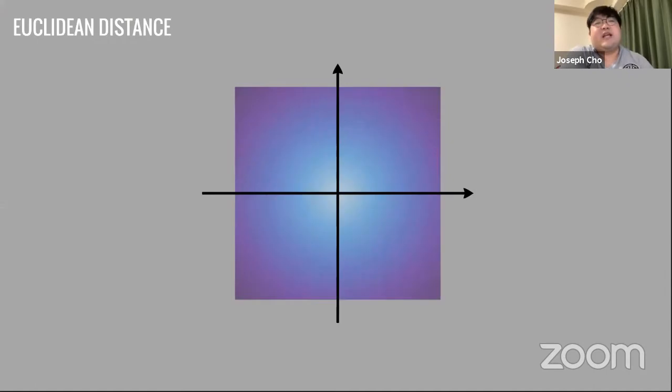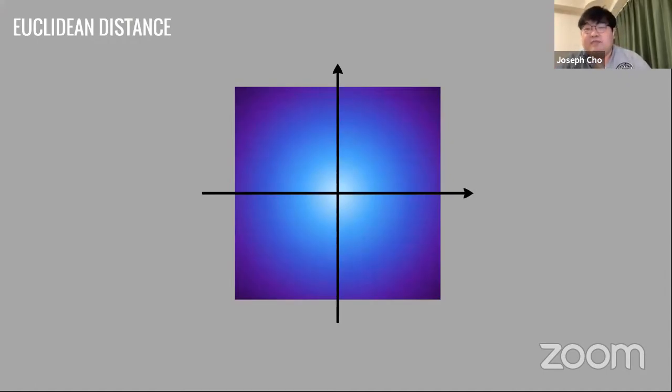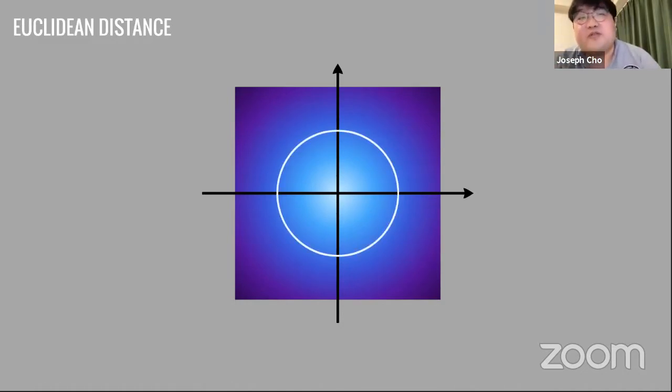So in this setting, this color represents the distance from the origin. So if it's darker, then the distance is higher. So if you find a set of points that are equidistant from the origin, or at the same distance from the origin, then you get a circle.